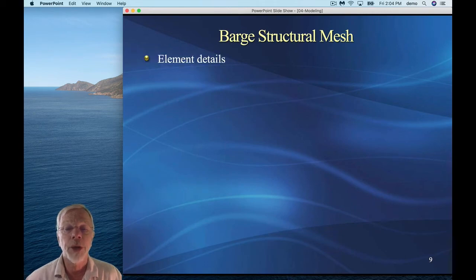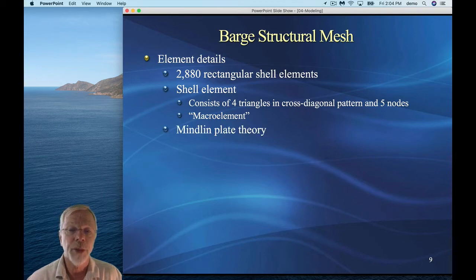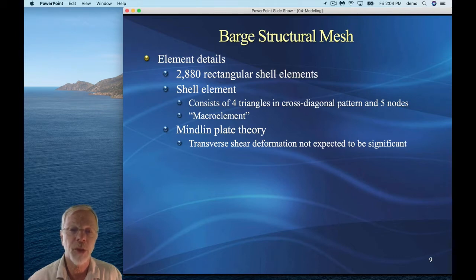If we look at the barge structural mesh, it involved 2,880 rectangular shell elements. The shell element in Hydron XR actually is a macro element. It consists of 4 triangles in a cross-diagonal pattern, and so there's an internal 5th node, but this all happens internal to the program. It's based on Mindlin plate theory. However, transverse shear deformation was expected to be relatively small, so I wouldn't expect any problems if one used a well-performing Kirchhoff element.